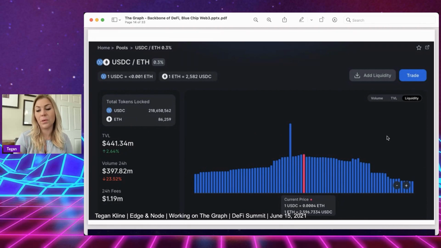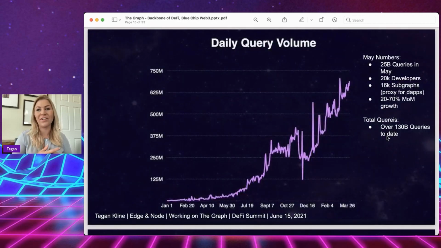This is just another example of Uniswap. Uniswap v3 is also pulling data from The Graph. They have many different subgraphs. More examples are like Synthetix. They use subgraphs for almost everything, including governance and many different things.